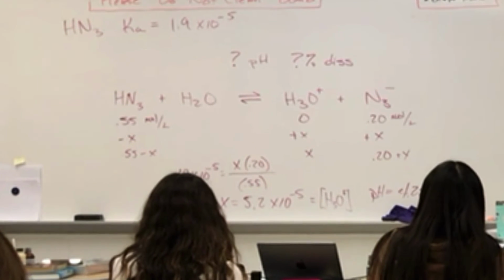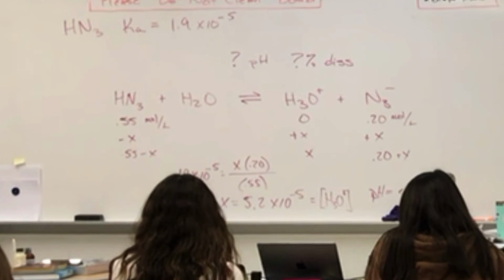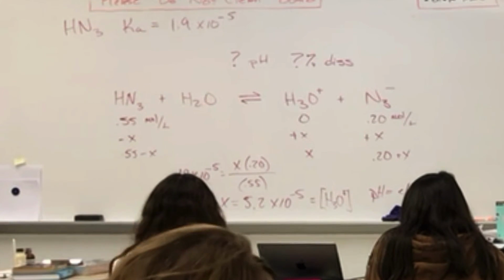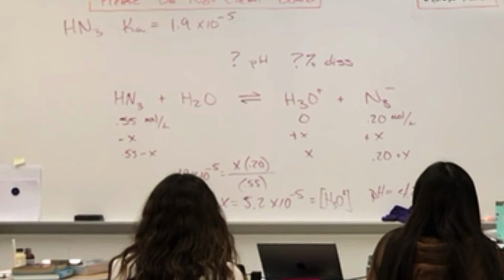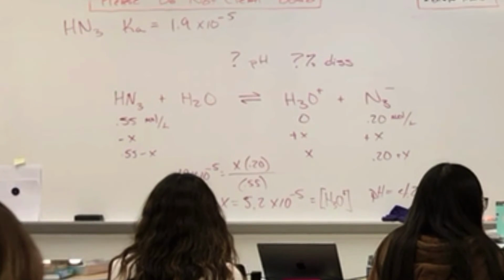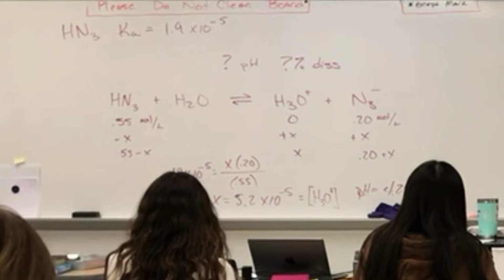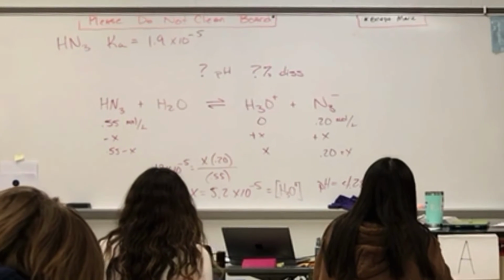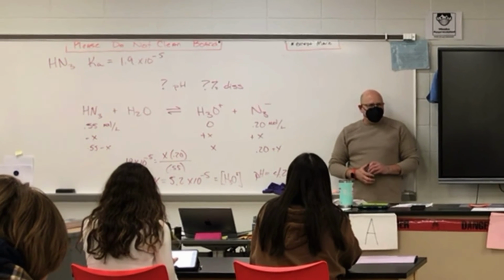So go back to the very first problem we did today. What was the pH of a solution that's just 0.75 molar hydrazoic acid? 2.42. And we added sodium hydroxide to that solution, and it went up almost 2 pH points, right?